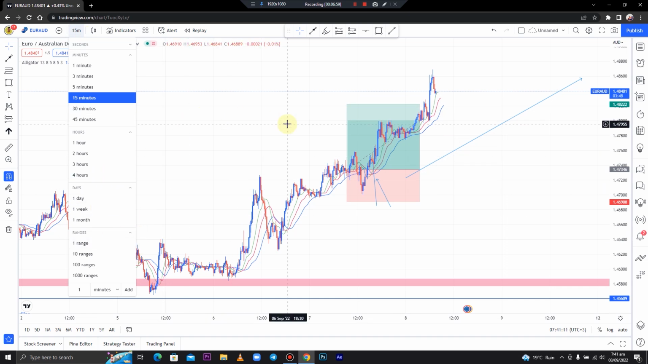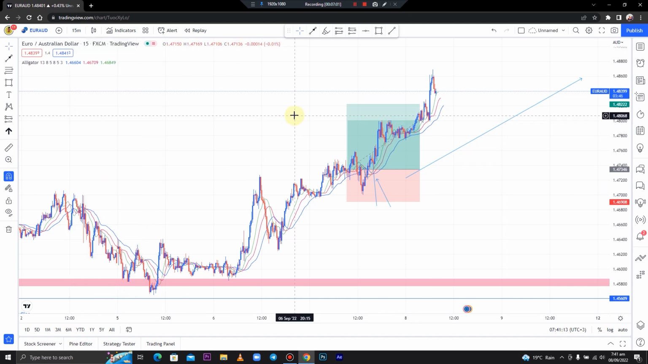So basically that's how I was able to get these trades in for this account. I'll keep updating you guys as I keep trading on this small account.